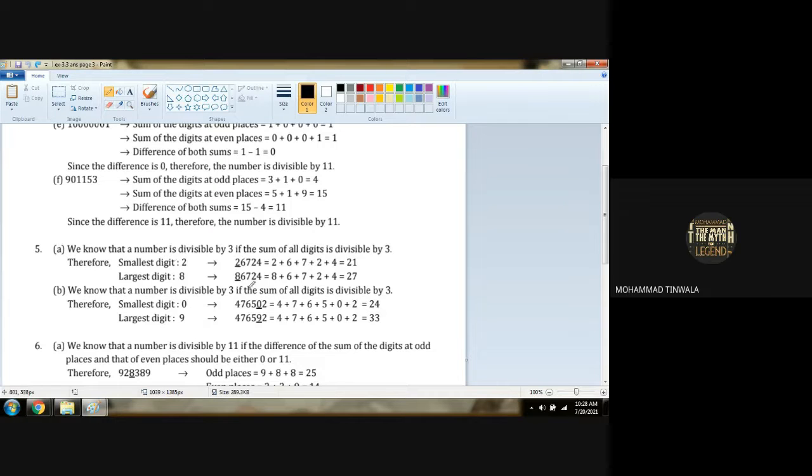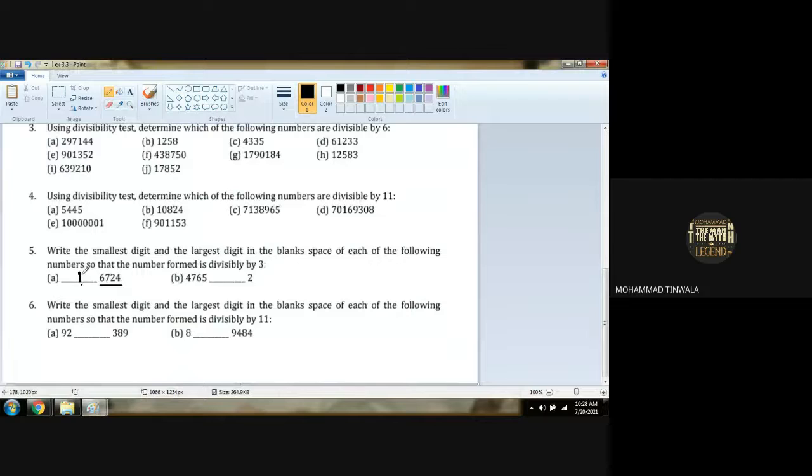So how do we get 2? First you add this. 6 plus 7 will be 13. 13 plus 2 will be 15. 15 plus 4 will be 19. Now to take 19 to the nearest multiple of 3, we can add the smallest number 2 to get 21, which is divisible by 3. So the smallest digit we can place here is 2. If we add 2 along with 6, 7, 2, 4, our total will be 21.